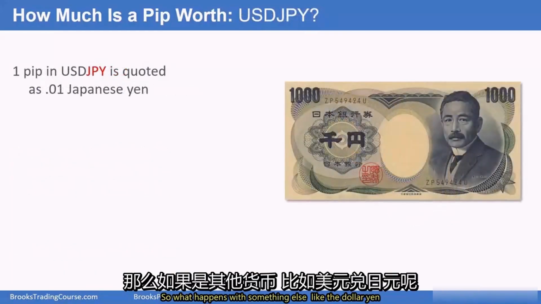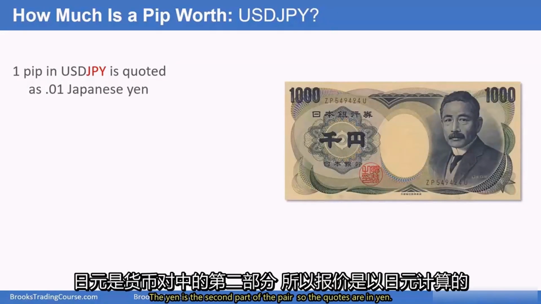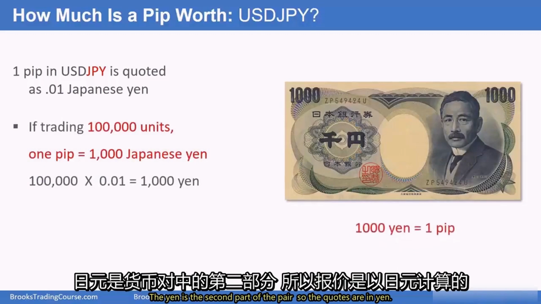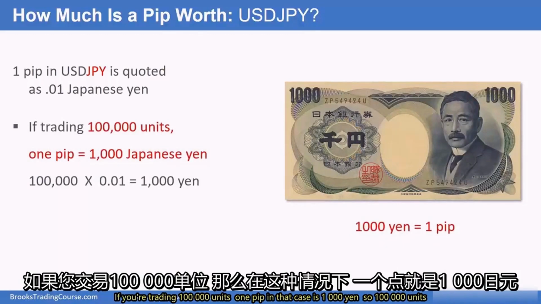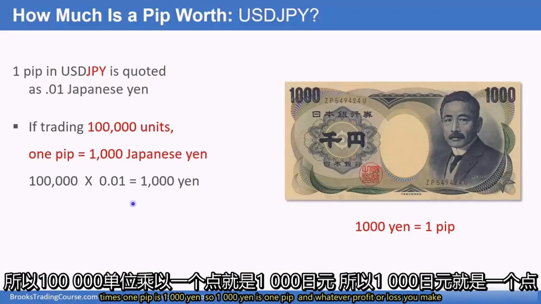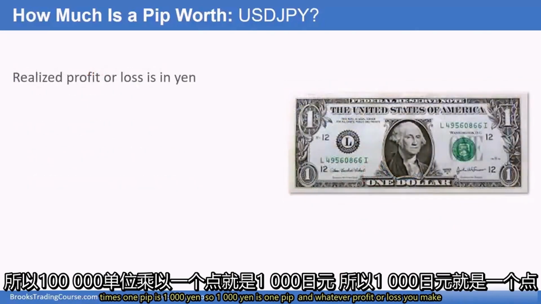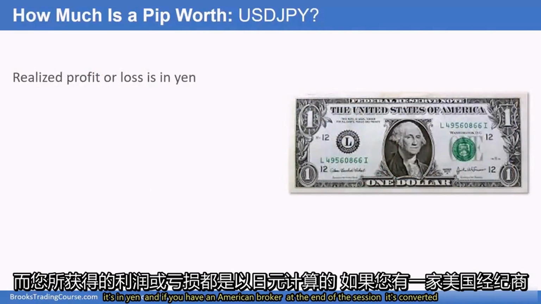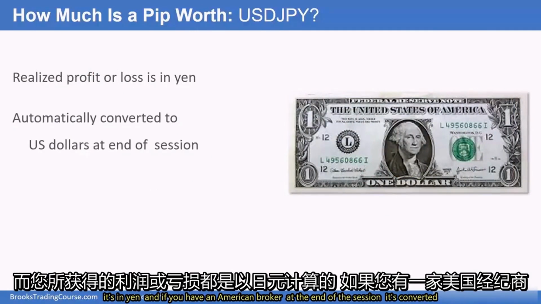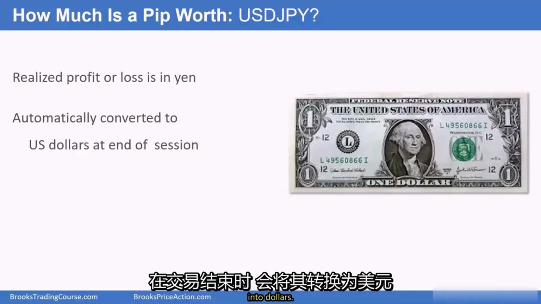So what happens with something else like the dollar yen? The yen is the second part of the pair, so the quotes are in yen. If you're trading 100,000 units, one pip in that case is 1,000 yen. So 100,000 units times one pip is 1,000 yen. So 1,000 yen is one pip. And whatever profit or loss you make, it's in yen. And if you have an American broker, at the end of the session, it's converted into dollars.